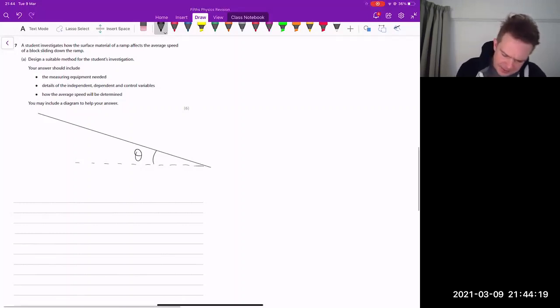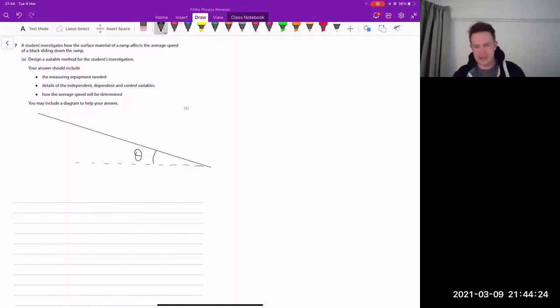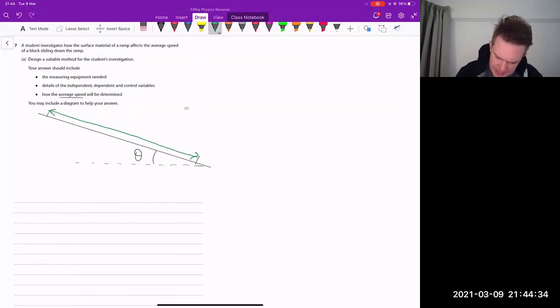It doesn't really matter what angle it is for now. If I'm going to investigate the average speed, I'm going to have to measure the average speed. So clearly, I'm going to need to measure a distance down or along the ramp. So we're going to have a distance d, and I'm going to need to measure the time it takes for the block to slide down the ramp that distance. So I'm going to need a stopwatch.